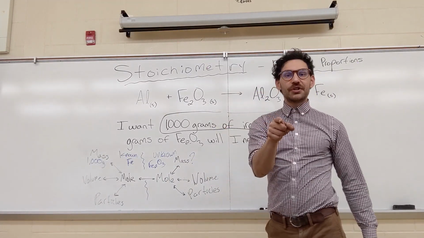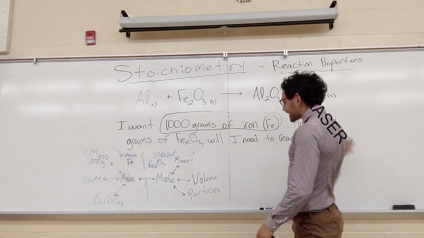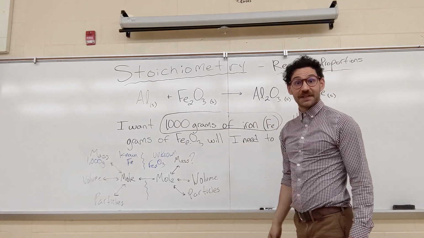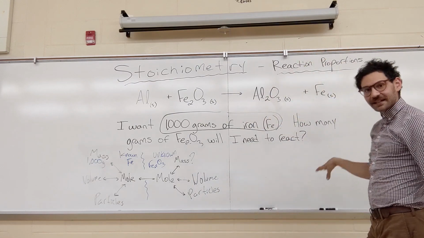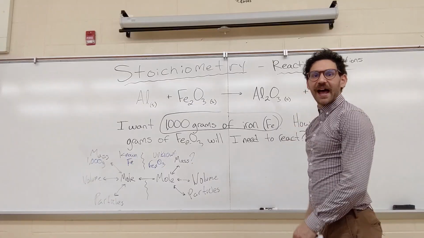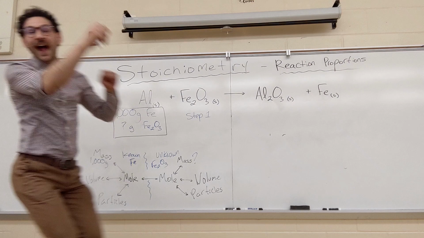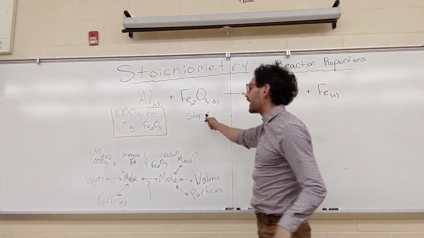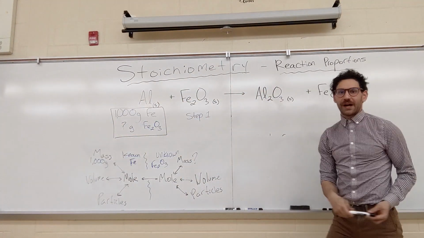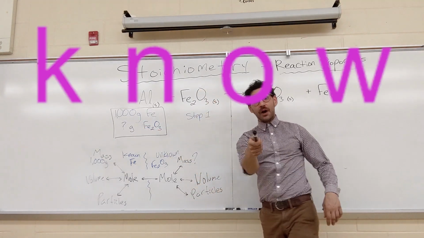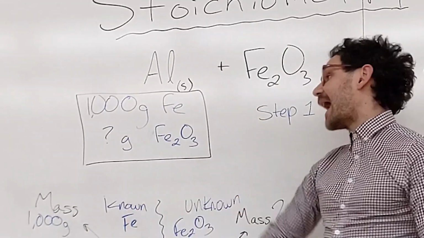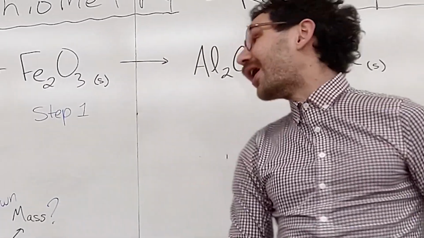So what we should probably do is erase this actual problem because it's taking up a ton of space, and write down our steps for this in a nice list, and then we'll get cracking. Let's make it happen. Actually, let's go through and write out our steps. So I got rid of the actual question up here, but I still kept that we want 1,000 grams of Fe. That's what we know. And our unknown is the mass, the grams of Fe2O3.